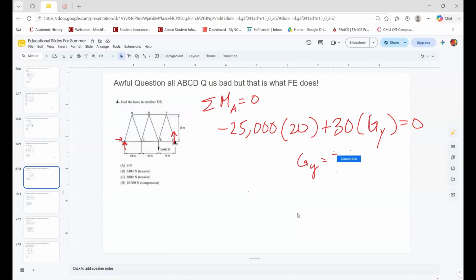GY equals negative 25000 multiplied by 20, right? It's a positive now, divided by 30. So 25000 multiplied by 20 equals that, divided by 30 equals, well, that seems like a large number. Let me double check that.